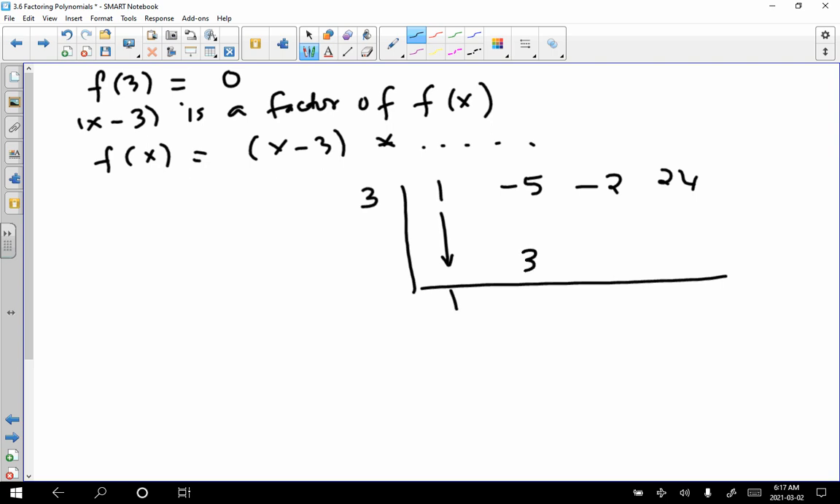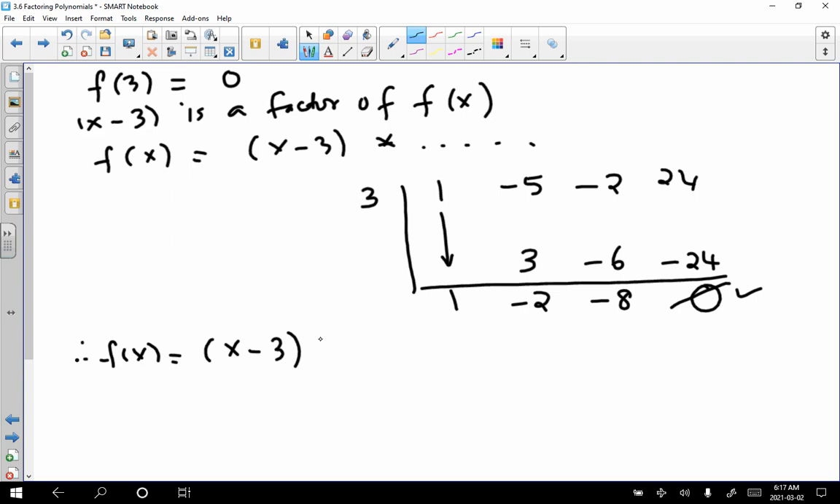3 times 1 is 3. Negative 2. 3 times negative 2 is negative 6. We get negative 8. And when you multiply 3 times negative 8, we get negative 24. And they have to give us 0, which is great. So therefore, our function f of x equals x minus 3 times, well, these are the coefficients of the quadratic we need to multiply with x minus 3 to get this function, which is of degree 3. So it's x squared minus 2x minus 8.